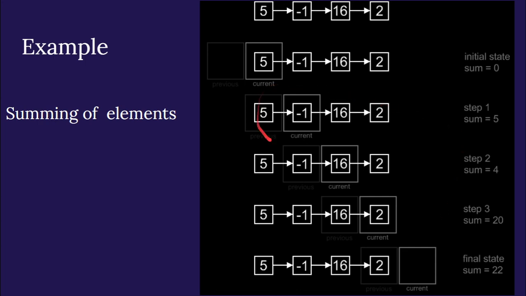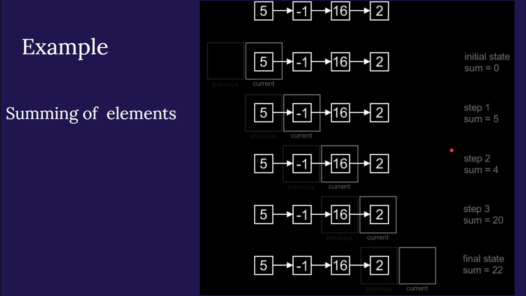Now let us see how the sum is done. Initially sum is 0, nothing is added. Now in step 1, sum is equal to 5. Why? Because sum is equal to 0 and then this 0 is added with the first element 5. So 0 plus 5 is 5. So in step 1 sum becomes 5. Now the pointer moves to the current location.